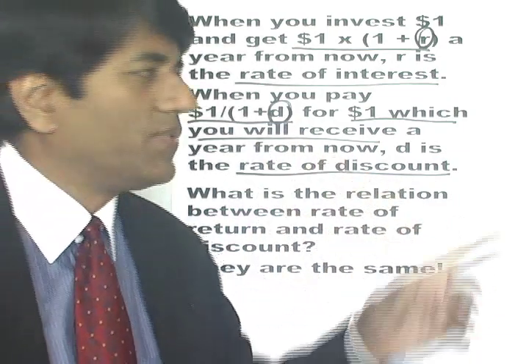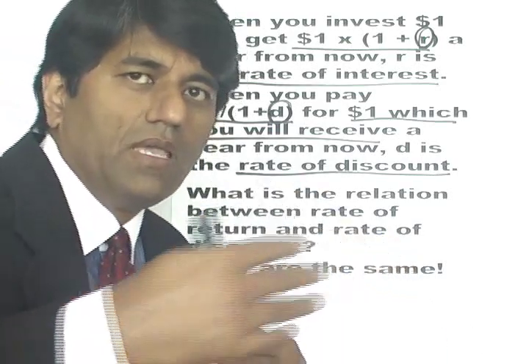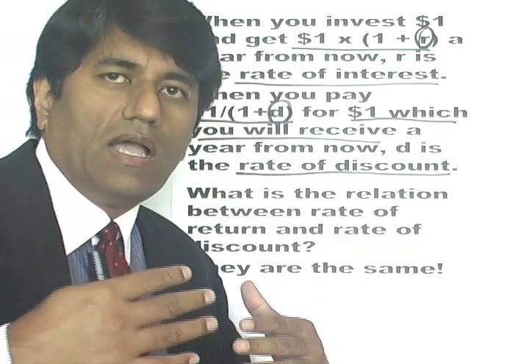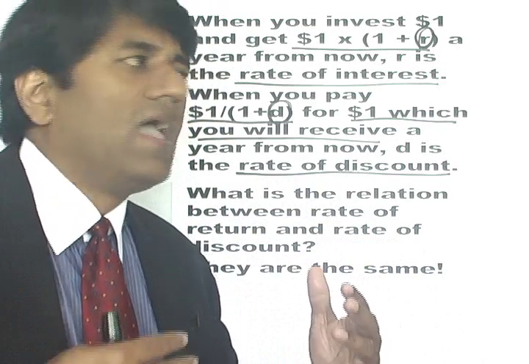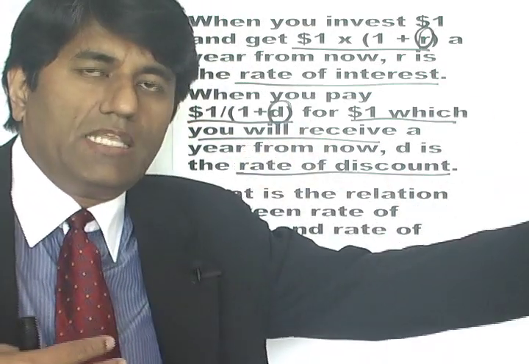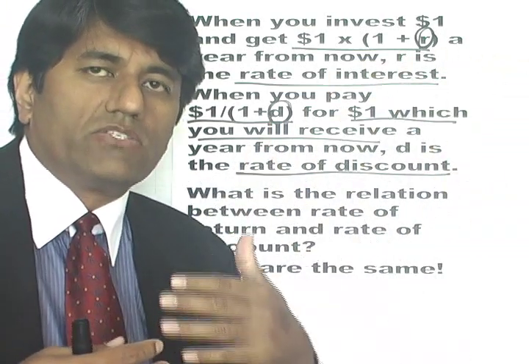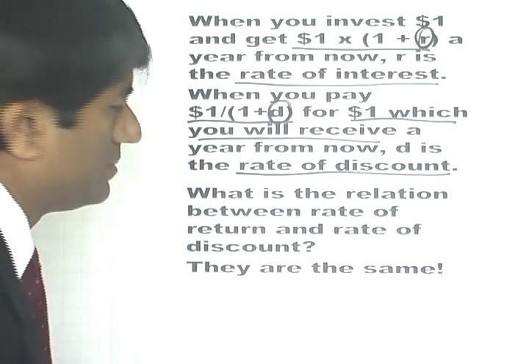So there are two rates. One is the rate of interest, which is the rate you receive as you move forward in time. And the other is the rate of discount. That is when you bring money back from the future to today, that is called the rate of discount D.